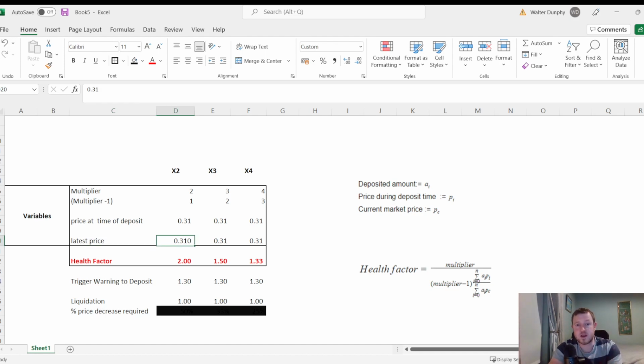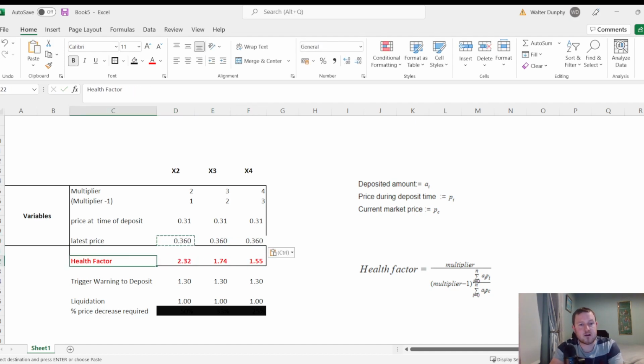When you start out with your deposit into the Treasury, the price that you deposited at and the current price are going to be the exact same. So you're going to start off with a health factor of 2 for a multiplier of 2x, a health factor of 1.5 for 3x, and a health factor of 1.33 for a 4x multiplier, as we went through a while ago. But as the current price of COTI goes up and down, let's say the current price of COTI goes up to, say, 0.36 USD.